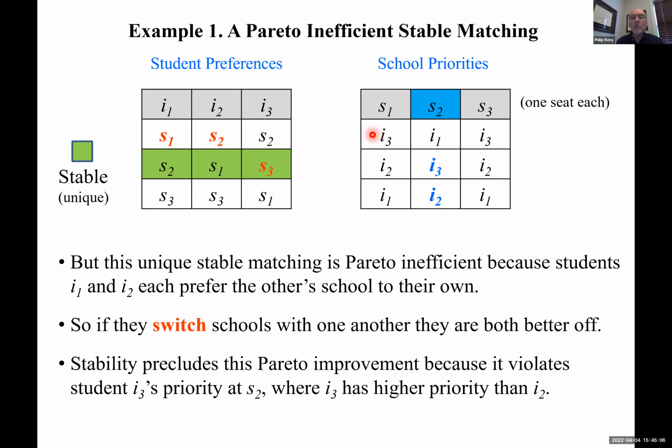And notice that student 3 has the highest priority at school 1. So if we try to move student 3 to school 2 just by switching the schools of students 3 and 2, we make student 2 worse off and violate her priority. So we can't do that. And let me just say, in the interest of time, that you can't do anything. You can't rearrange students 1, 2, and 3 to put student 3 at school 2 without violating either student 2's priority or student 1's priority and making them worse off. So in fact, the red matching is not only Pareto efficient, it's priority neutral.